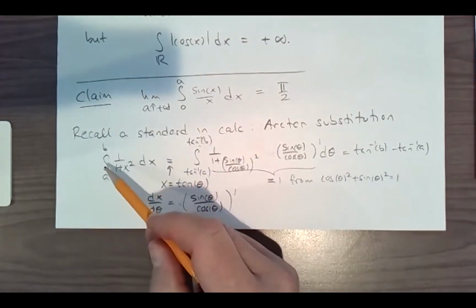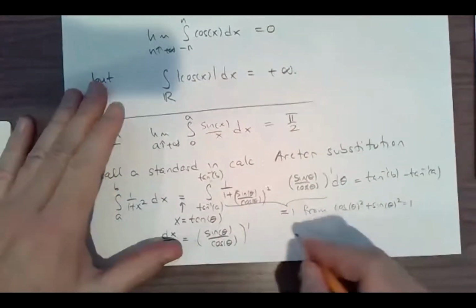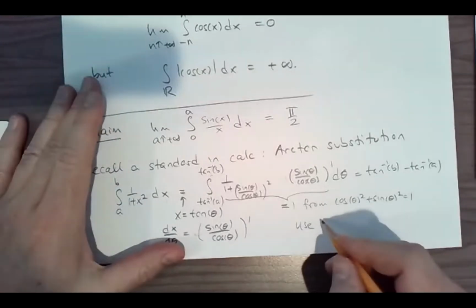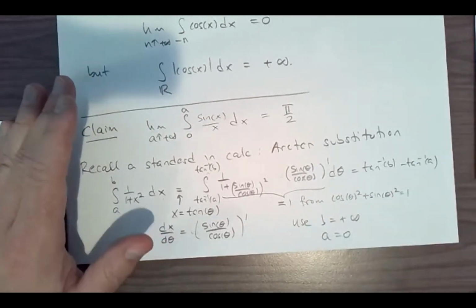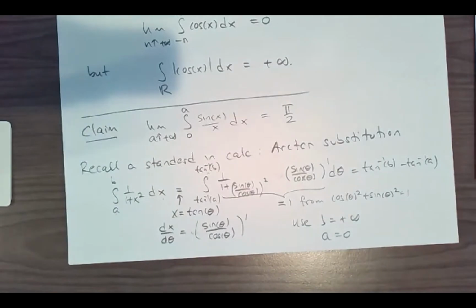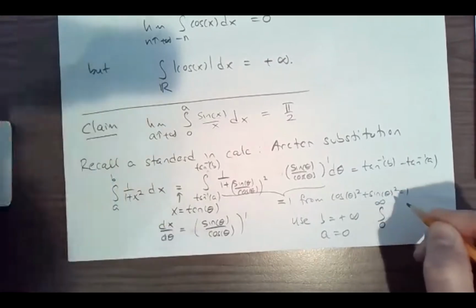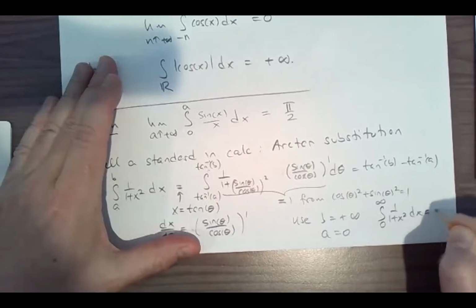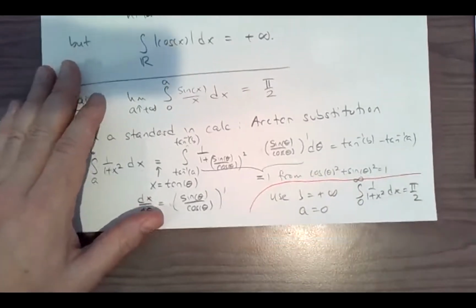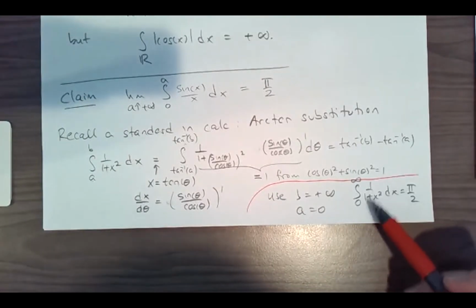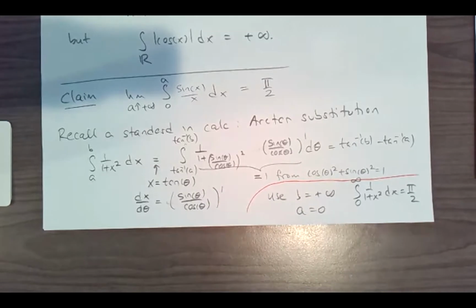When you do integrals of this sort, whenever you see this one over x squared, for us we'll use this for b equal to plus infinity and a equal to zero. So when we plug it in here, we're going to get pi over two. This gives us that the integral from zero to infinity of one over one plus x squared is pi over two. We can calculate it using this arctan substitution that I'm sure everybody has seen before in calculus.